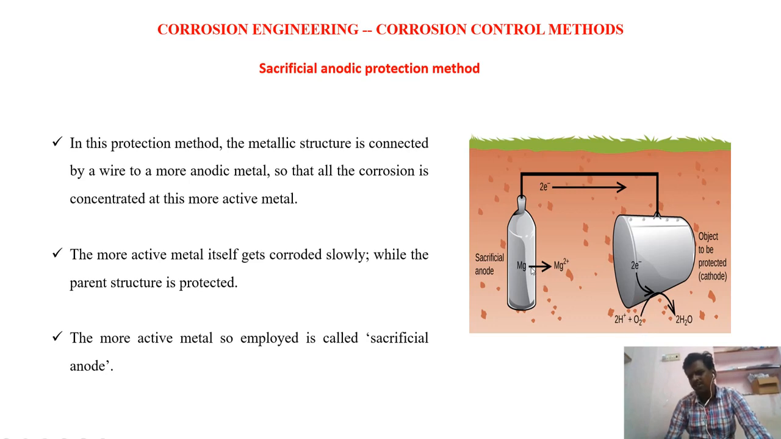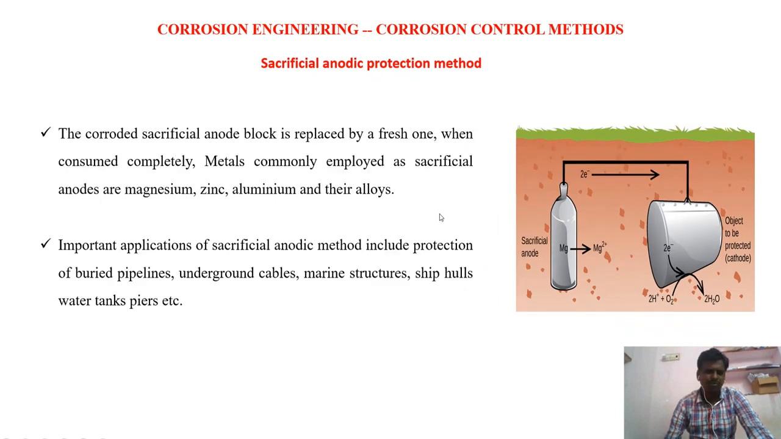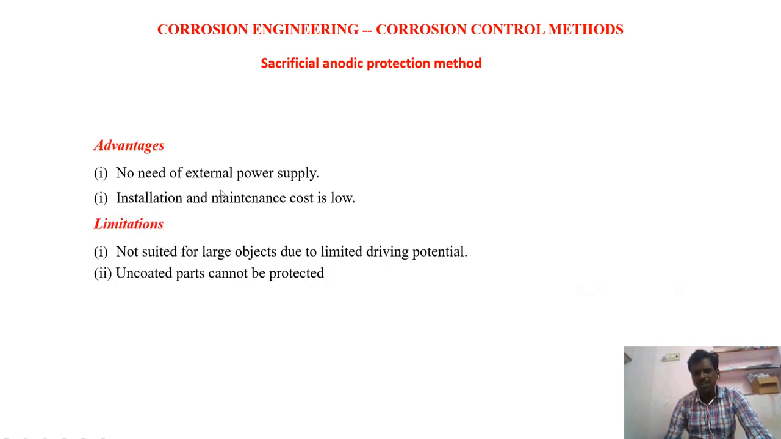After a long duration, if all the sacrificial anodic material has been destroyed, we have to replace this sacrificial anode with freshly prepared, more anodic material. This type of corrosion protection can be useful in pipelines, underground objects, marine structures, etc. The advantage is that we are not using any external power, and maintenance and installation cost is very low. Limitations: it is not suitable for large areas, and uncoated parts cannot be protected.